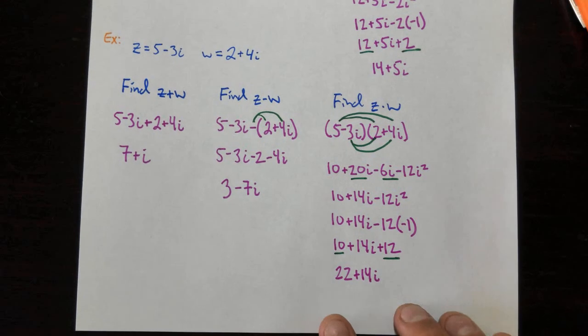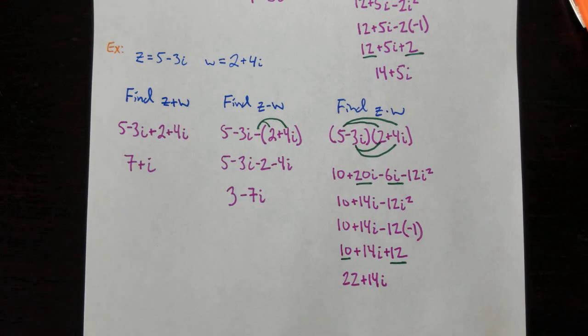And that's it. There we have it. That is adding, subtracting, and multiplying complex numbers.